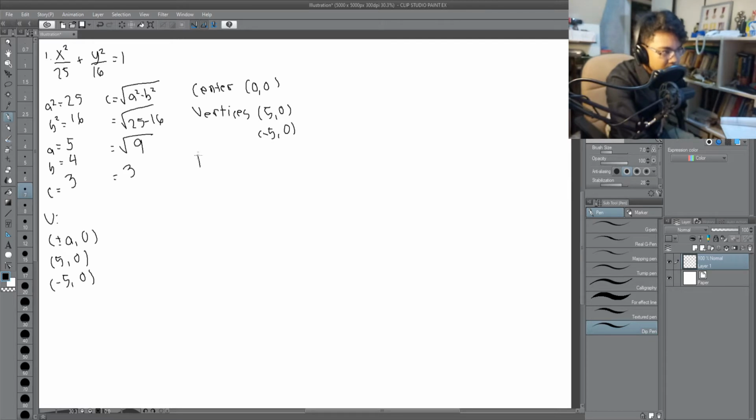Now we have to search for the foci. The formula for the foci is plus or minus c and 0. So just substitute it. We have c as 3, so 3 and 0, and negative 3 and 0. Just put this here.